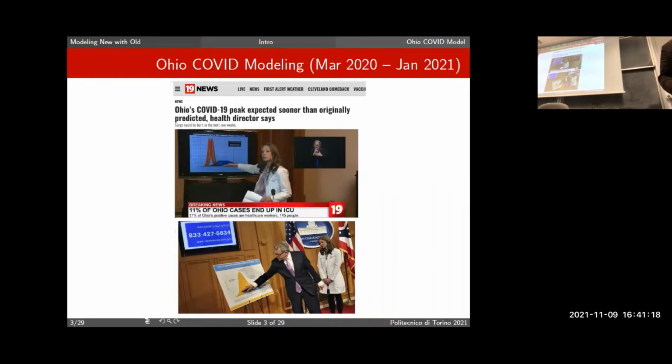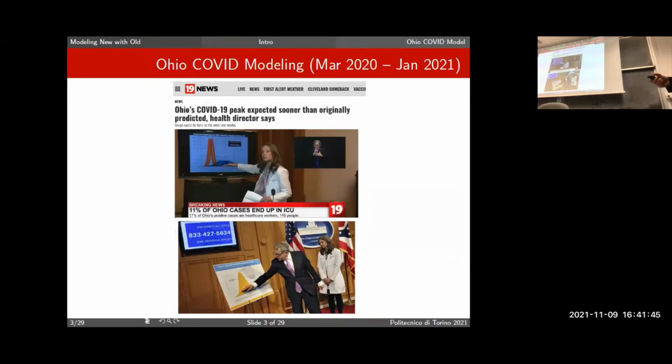And for a number of months early on, from maybe March until way into 2021, we did do that. These are press conferences, and they're showing our models to the people at these press conferences, trying to explain what we were saying about what the lockdowns would look like and how much infection there was going to be in the near future.